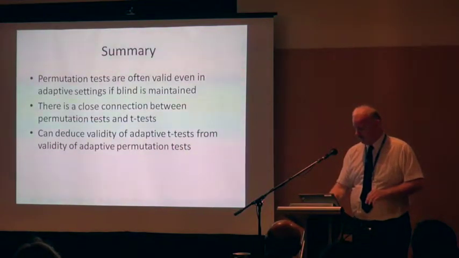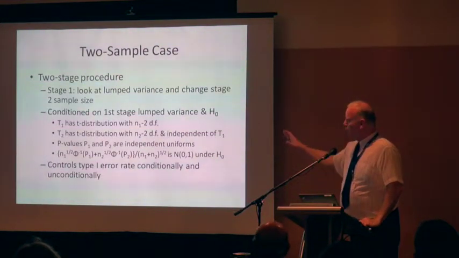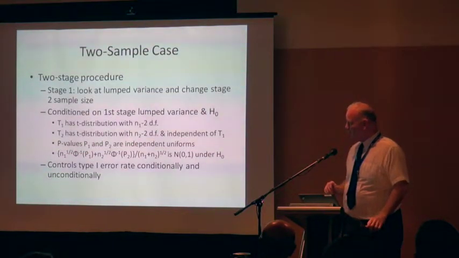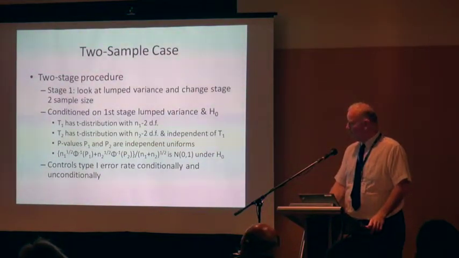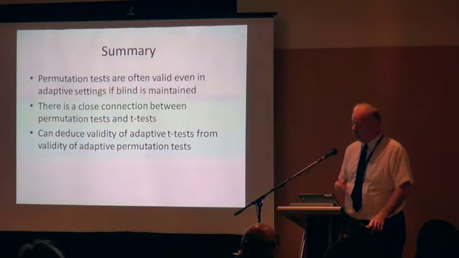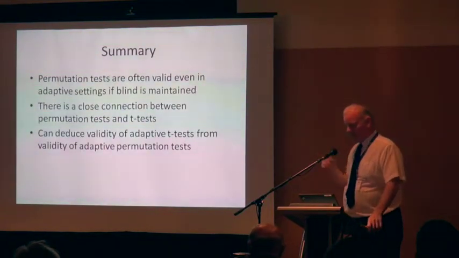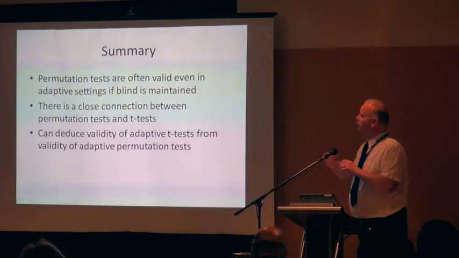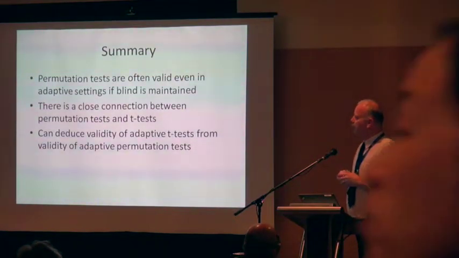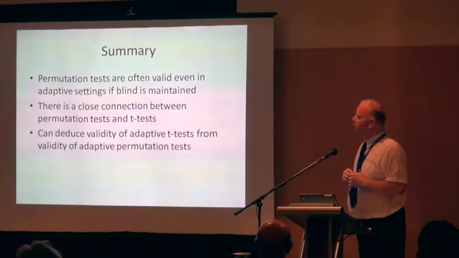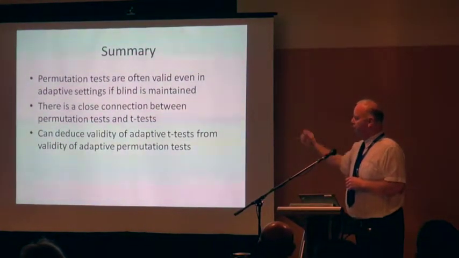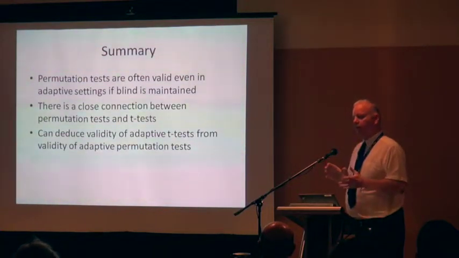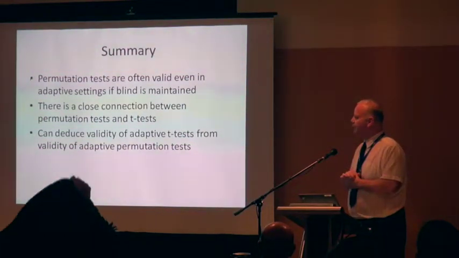And so therefore, this will be a valid procedure, an exact procedure, an adaptive t-test that exactly controls the type 1 error rate. So just in summary then, what I've tried to convey, perhaps poorly, is that permutation tests are often valid even in these adaptive settings as long as you maintain the blind, and there's a close connection between permutation tests and t-tests.